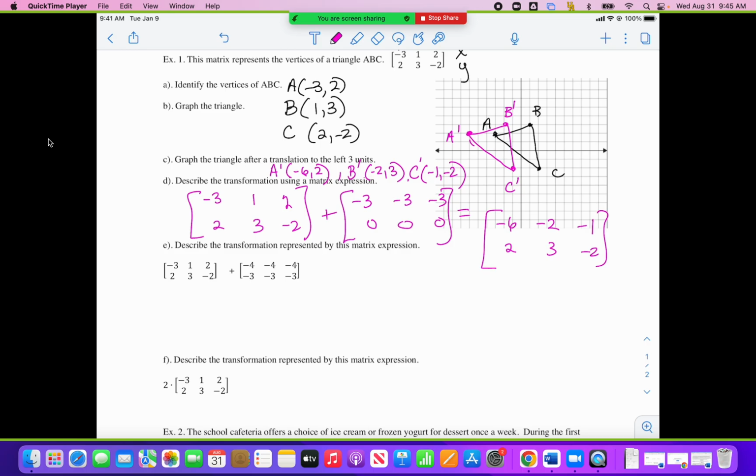All right, looking at this one, now let's look at letter E. What if I give you the original triangle and I have you adding -4 to the top row and -3 to the bottom row? We're not going to sketch it, but I want to see if you can describe what transformations are happening. Left 4, down 3. Nice job, Matthew. Yeah, so that's going to be left 4 and down 3.